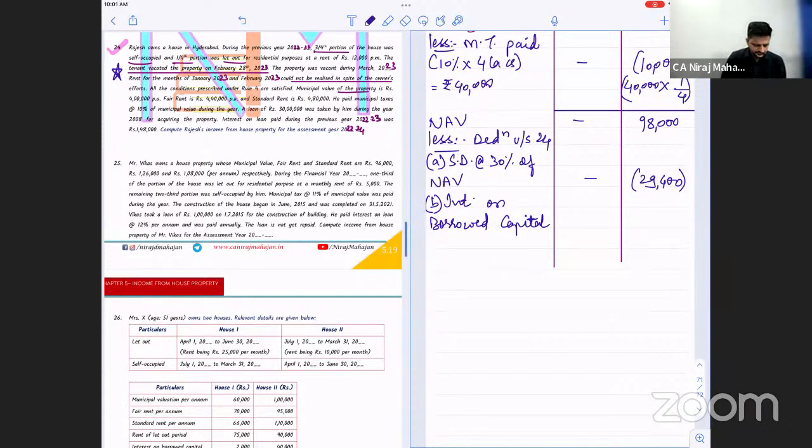And B, interest on borrowed capital. A loan of 30 lakhs was taken during the year. 1,48,000. Okay. Total is what? So 1,48,000 into 3/4, into 1/4. Because interest on borrowed capital is allowed for SOP, isn't it? Give me the figure. Is it 111 and 37? Is it right?